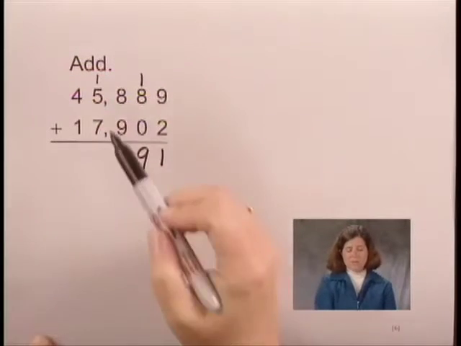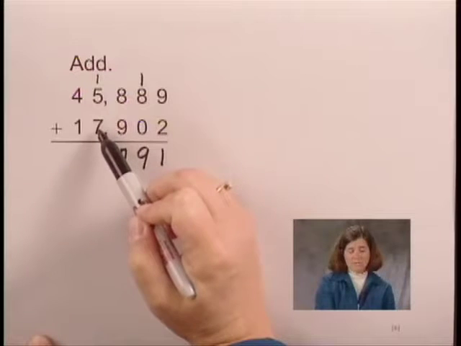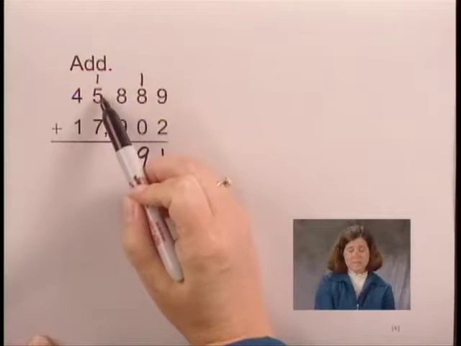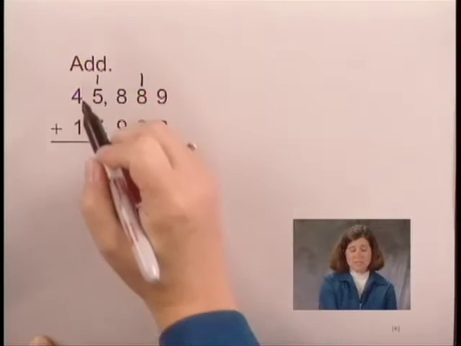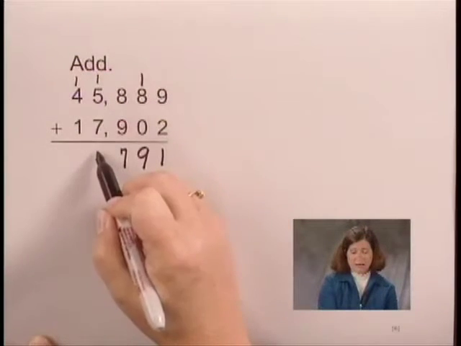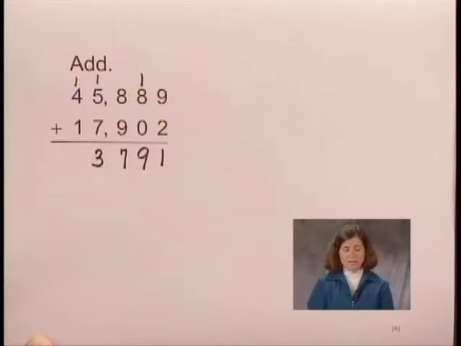To add the thousands, we add 1 plus 5 plus 7. 1 plus 5 is 6. 6 plus 7 is 13. 13 thousands is 1 10,000 and 3 thousands.